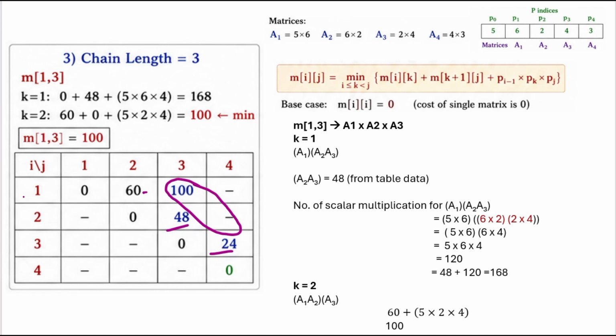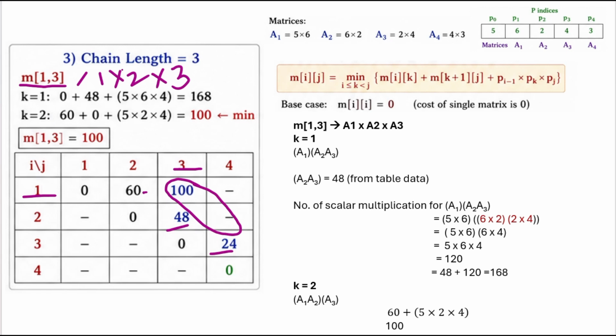So what is the array value here? M1, M3, right? We need to calculate M1, 3. What is the intermediate value? 2. So M1, 2, 3. The length of the matrix is 3, so chain length equals 3. M1, 3 means we multiply A1, A2 and A3. So the chain length is 3. Here we multiply 3 matrices.